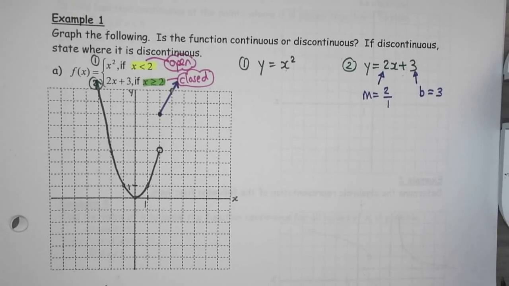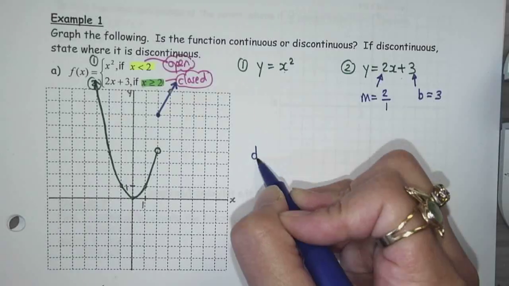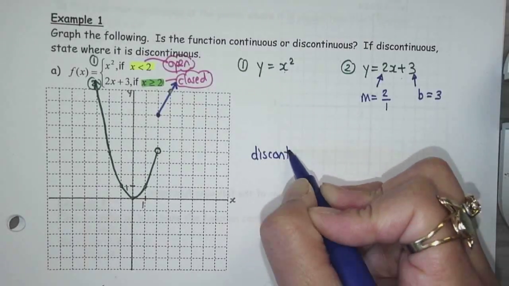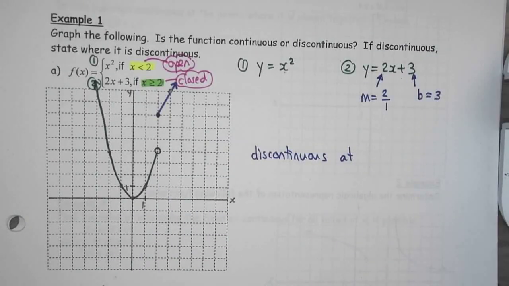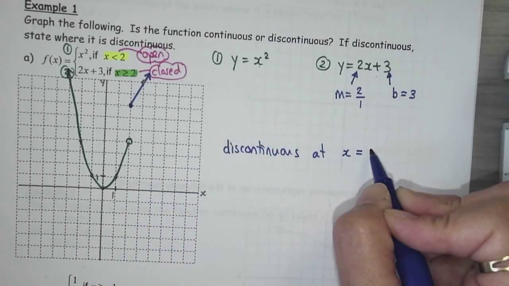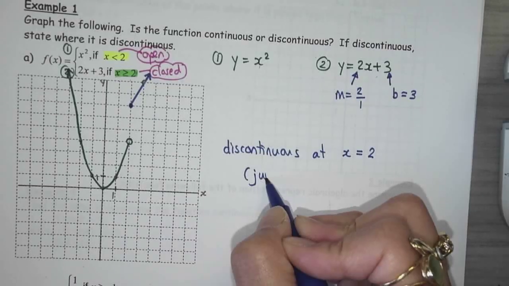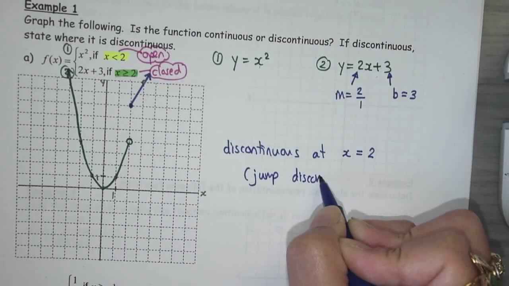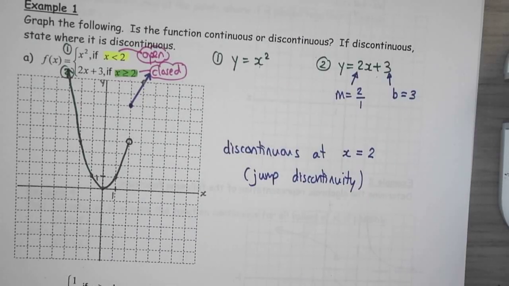Okay, so then we're going to answer the question, is the function continuous or discontinuous? You're going to say it's discontinuous at, and you're always giving the x value for where it's discontinuous. So it's going to be discontinuous at x equals 2. If we ask you to name or identify the type of discontinuity, you would say it's a jump discontinuity.